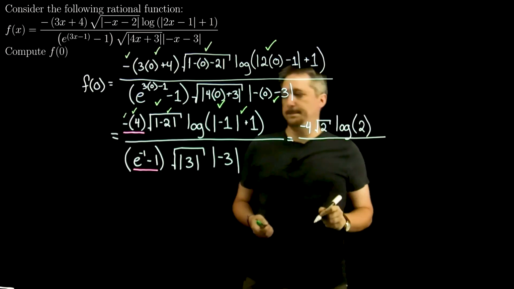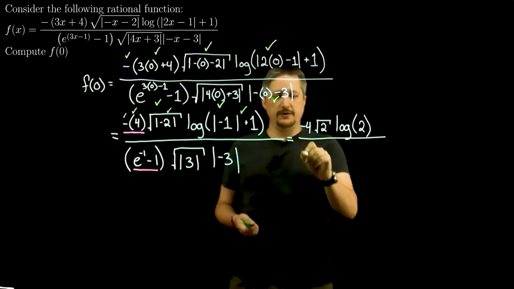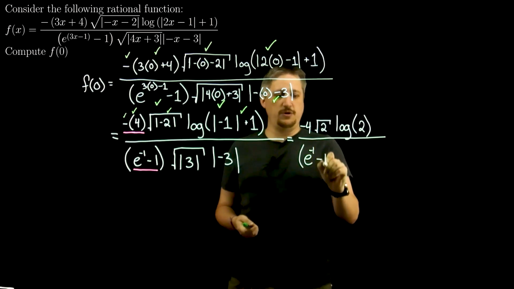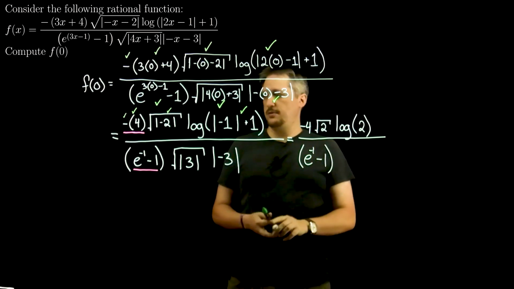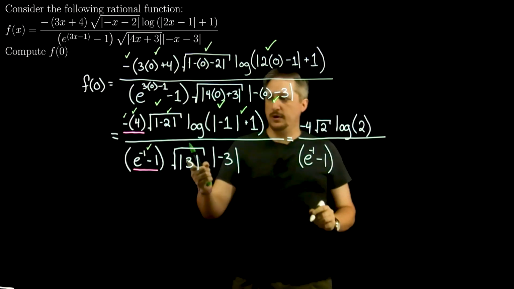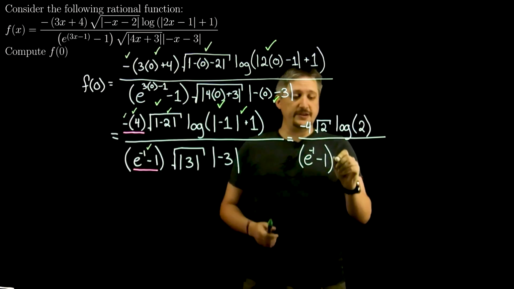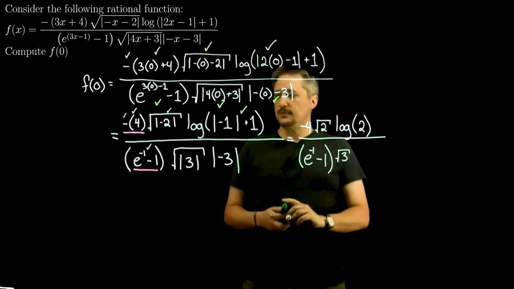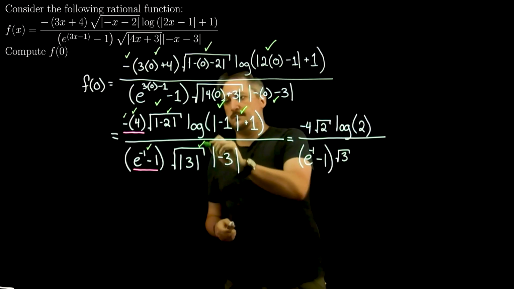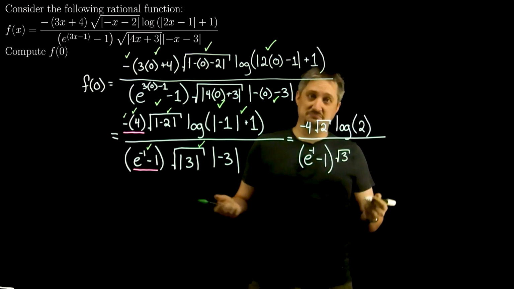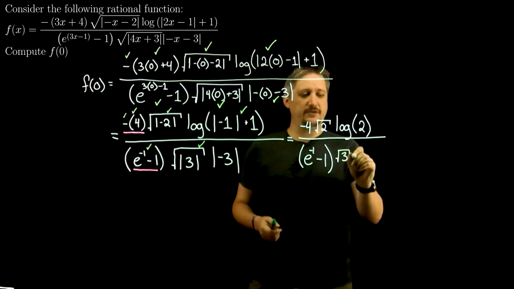So I go to the bottom. Here, that e to the minus 1, right? I got that part. Absolute value of 3 is just 3, so that's going to be the square root of 3. I got this part. And absolute value of negative 3 is 3. I have times 3.